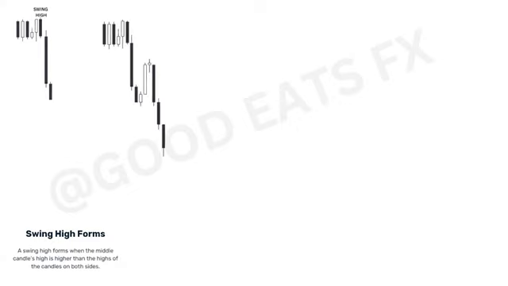So we have price creating a swing high. All right. Once that swing high forms, we can see that the middle candle's high is higher than the highs of the candles on both sides. Okay. We get a little bit more information. We see that price is clearly in a downtrend. Why? We have a swing high. We have a lower low. We have a lower high here, a lower low, a lower high. Okay. So we can see that this is a downtrend in development after the first example.